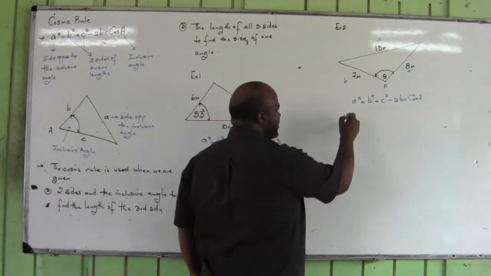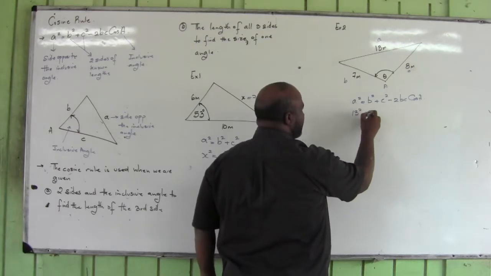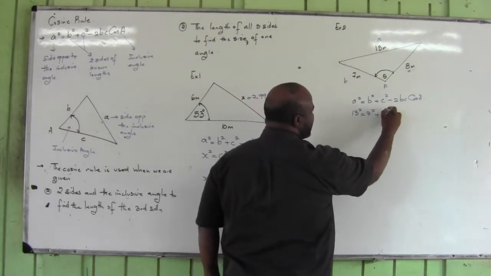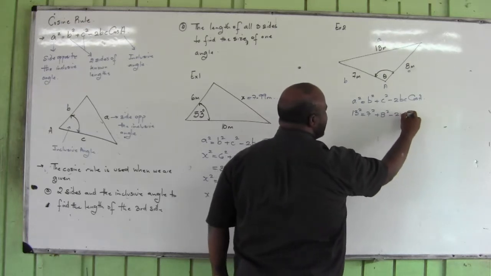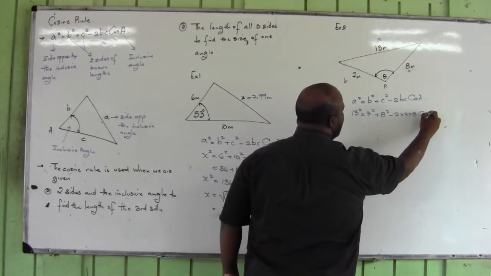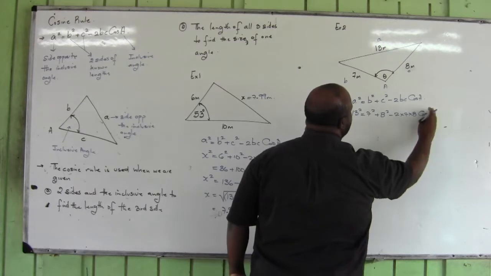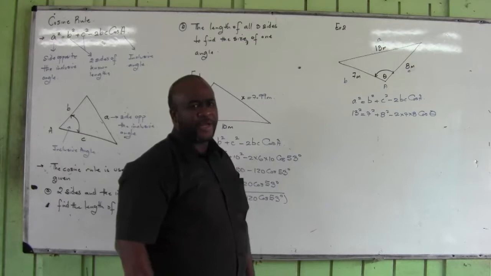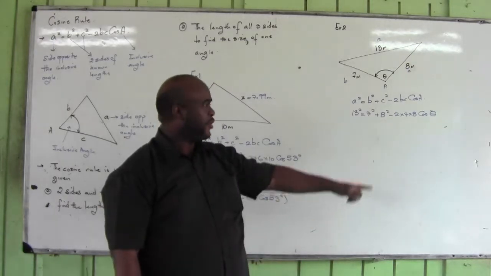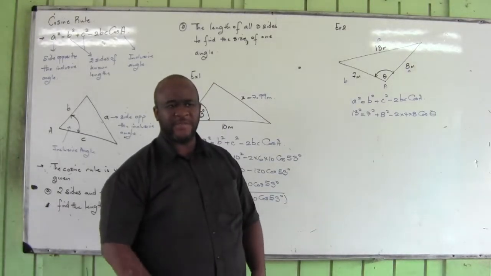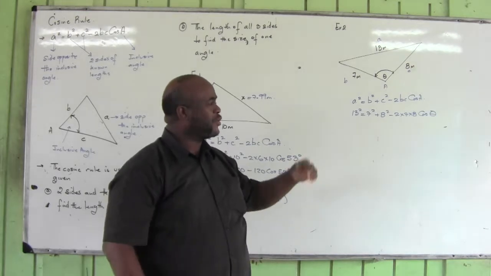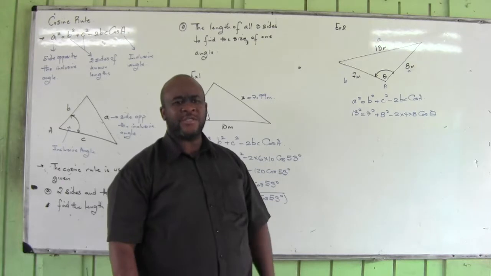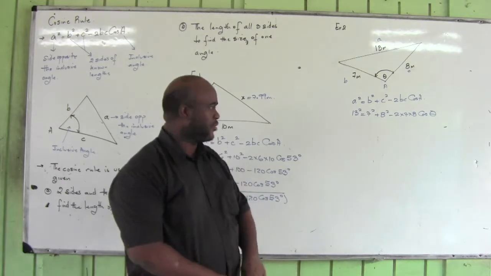What is small a? 13. So this is 13 squared. B and C are 7 squared plus 8 squared, minus 2 times 7 times 8 times the cosine of theta. The angle is what I want to find. It is what I don't know. It's the cosine of theta. All I need to do now is to solve this equation.